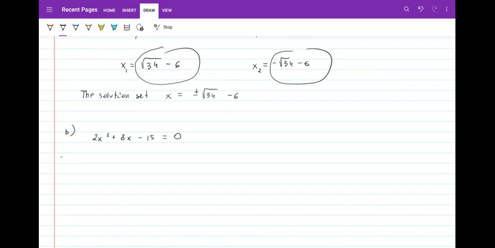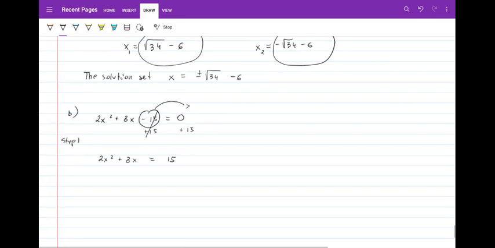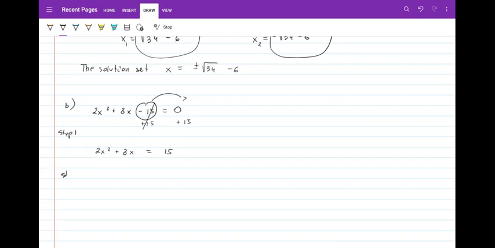So step 1, we're going to move the constant to the right side. So we're going to add 15 to both sides. So we're moving the constant to the right side. So we have 2x squared plus 8x equal 15. That was step 1.